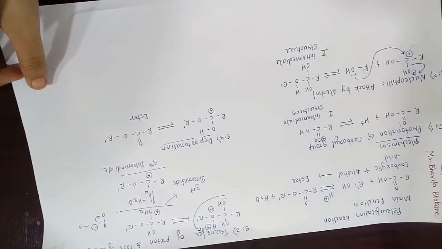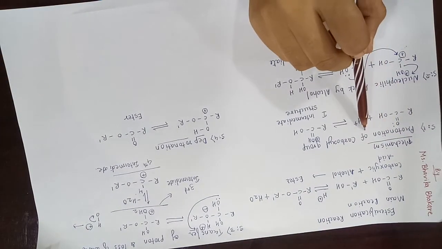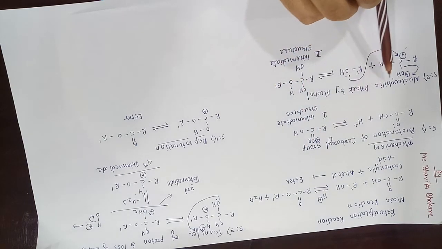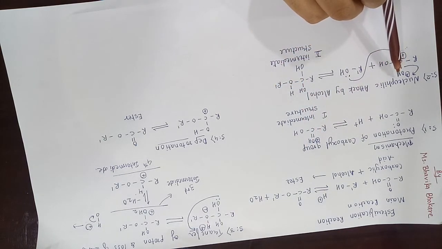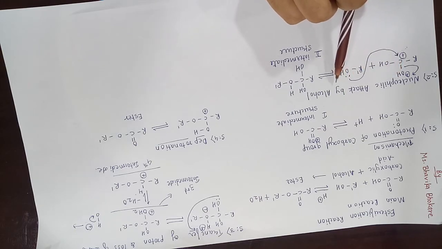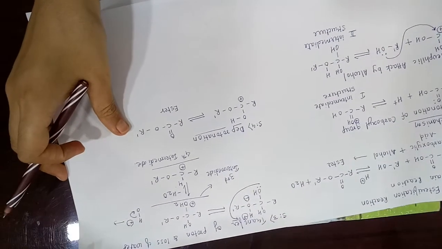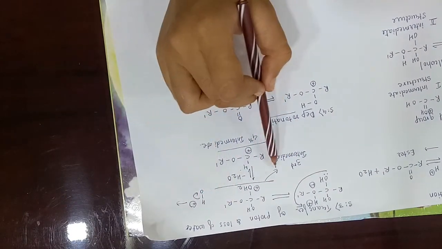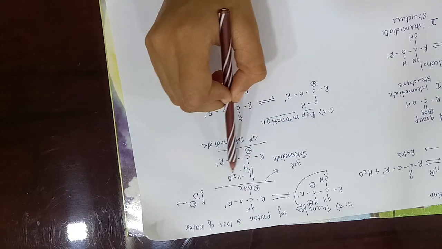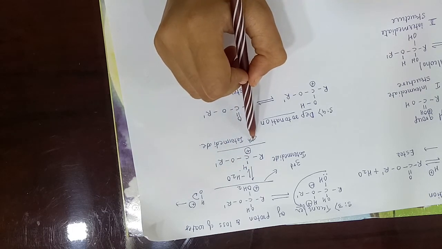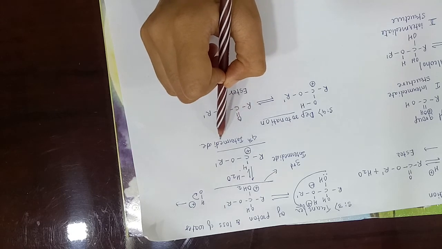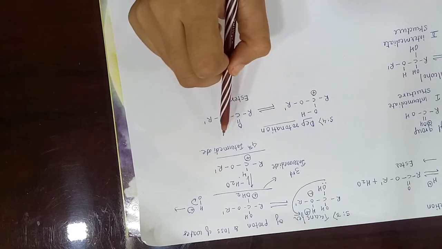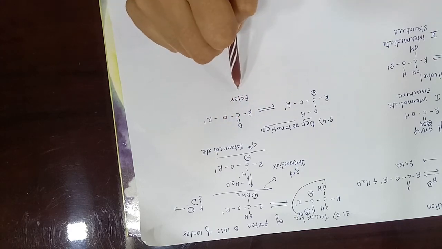The first step is the protonation of the carboxyl group. In the second step, the nucleophilic attack by the alcohol is seen, and in the third step we have seen the transfer of proton and loss of water. Here water is lost, after which we got this fourth intermediate, and after the deprotonation of the fourth intermediate product we get the ester.